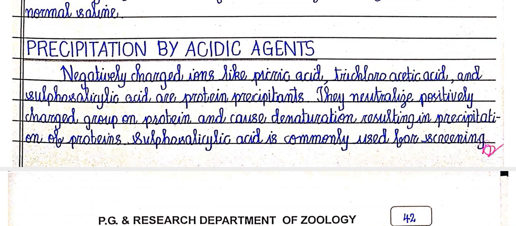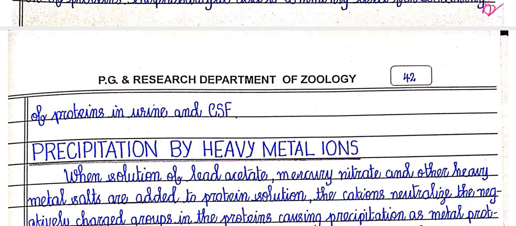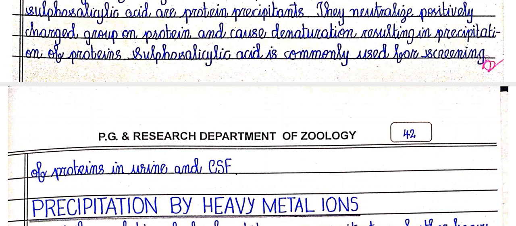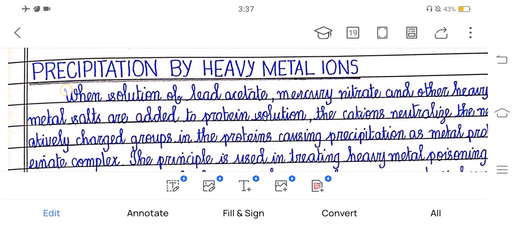Then precipitation by acidic agents, negatively charged ions like picric acid, trichloroacetic acid and sulfosalicylic acid, etc. are protein precipitants. They neutralize positively charged groups on protein and cause denaturation, resulting in precipitation of proteins. Sulfosalicylic acid is commonly used for screening of proteins in urine and CSF. Which one? Sulfosalicylic acid.